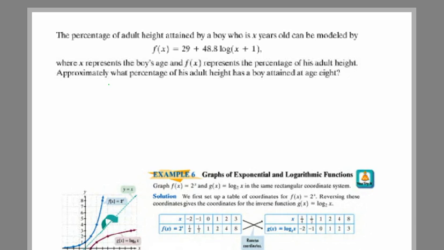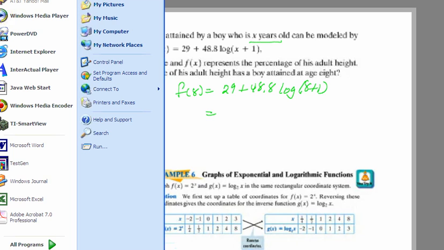So what they're doing here is they're giving us an age, and x represents years old, so all we're going to do is plug in 8 and see what happens. So really we're just finding f of 8, which is 29 plus 48.8 log of 8 plus 1. And we'll just go to our calculator and make that calculation.